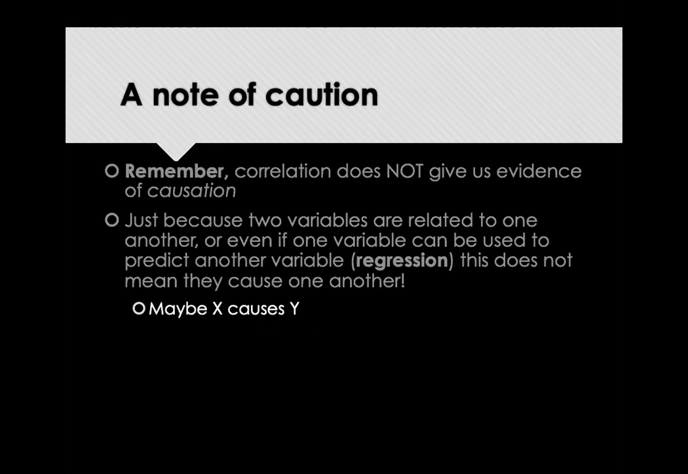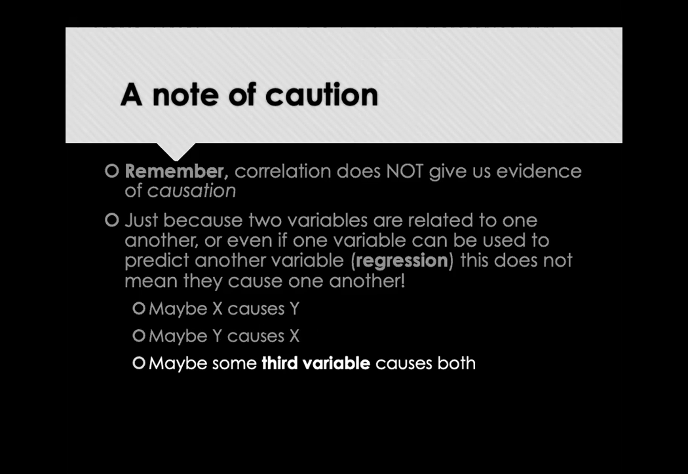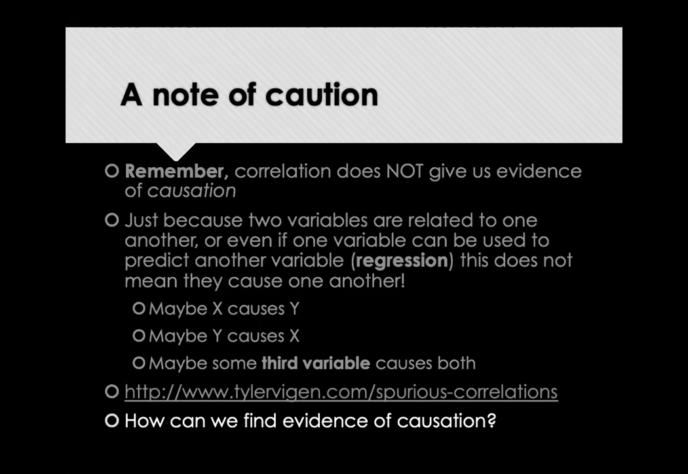So maybe X does cause Y, maybe Y does cause X, or maybe there's some third variable that causes both. And how can we find evidence of causation? First, I'm going to try to share a different screen here.